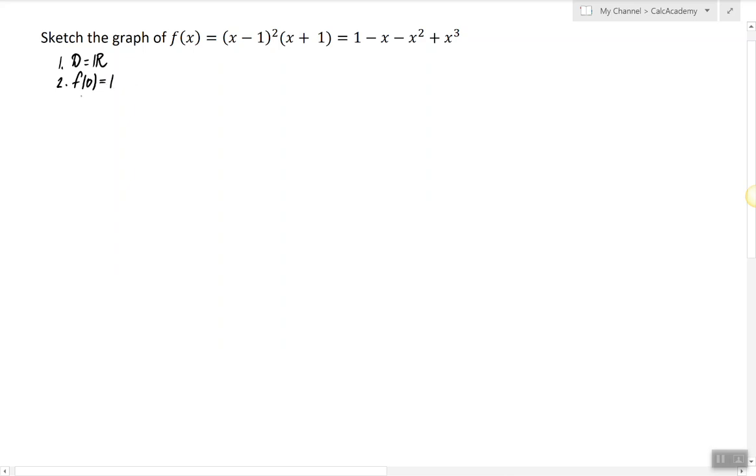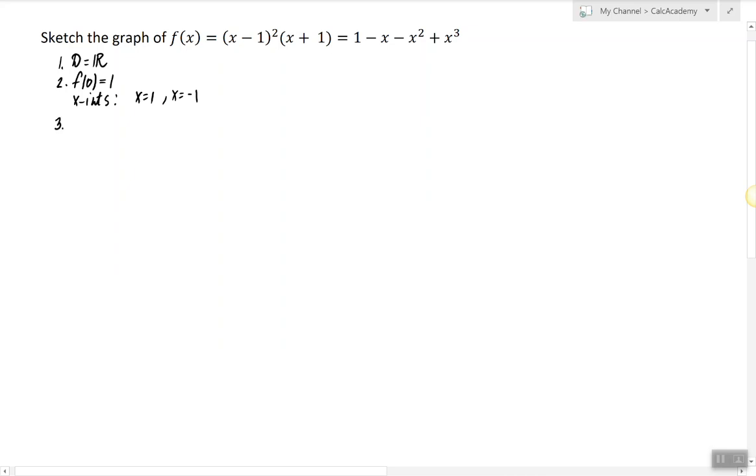And then we can try and find the x-intercepts. Since the function is given to us in factored form, we easily find the x-intercepts. They are x equals 1 and x equals -1.